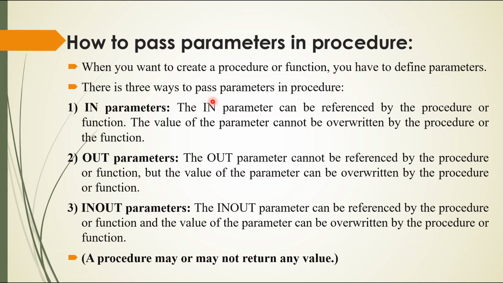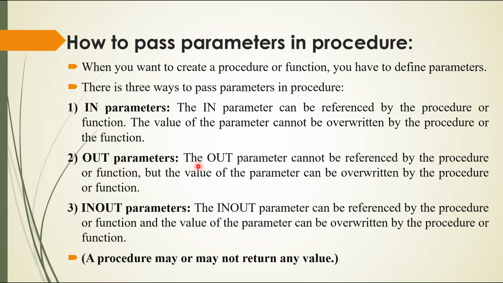There are three ways to pass parameters in the procedure. The first is IN parameters, second is OUT parameters, and third is IN OUT parameters. The IN parameters can be referenced by the procedure or the function. The value of the parameters cannot be overwritten by the procedure or the function. So the value cannot be overridden.